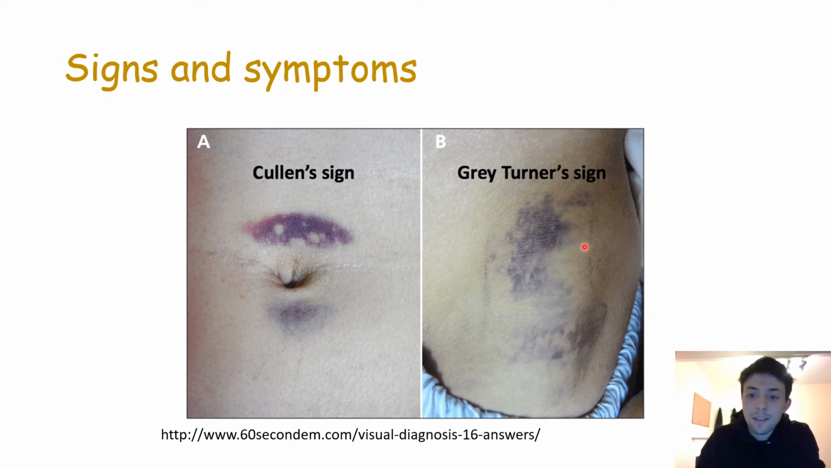So if you find this, don't assume it's pancreatitis straight away. Apparently, from what I read, it could also be a burst ectopic pregnancy. But yeah, in exams, this is something that they can sometimes ask about, or they can describe a bruise in these regions, which could make you think acute pancreatitis.